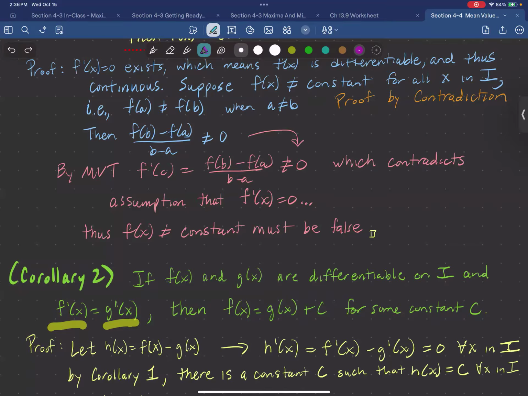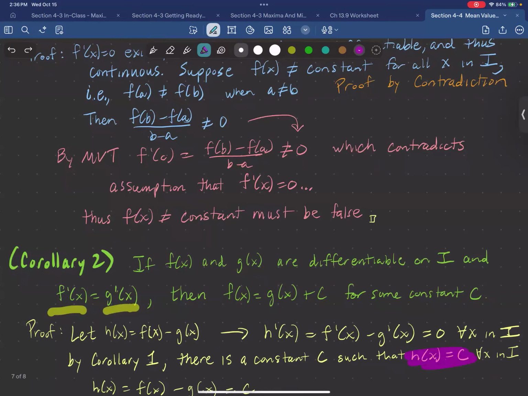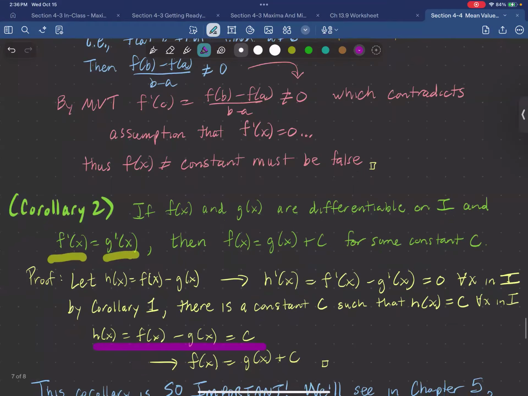By corollary 1, if the derivative is 0 for all x, it means that the original function had to equal some constant. h(x) equals c for all x in that I. And if that's the case, then h(x), which equals f(x) minus g(x), also equals that c. We add g(x) to both sides, and we get what we're trying to prove. Okay?